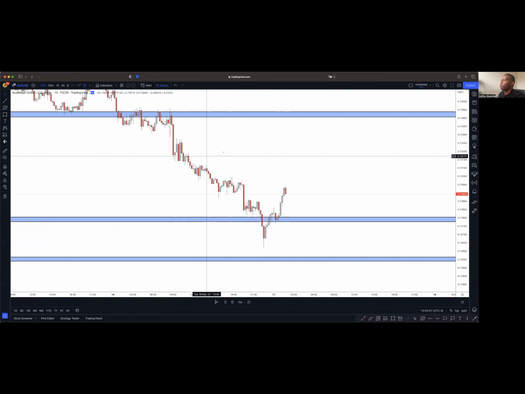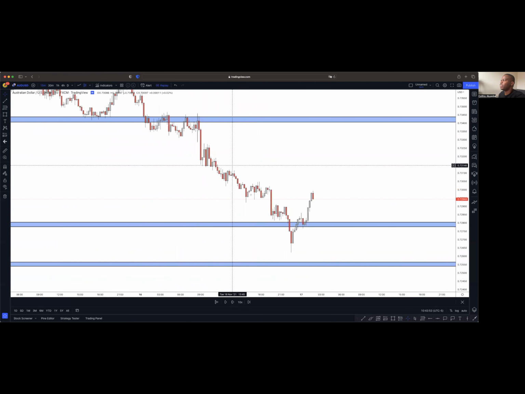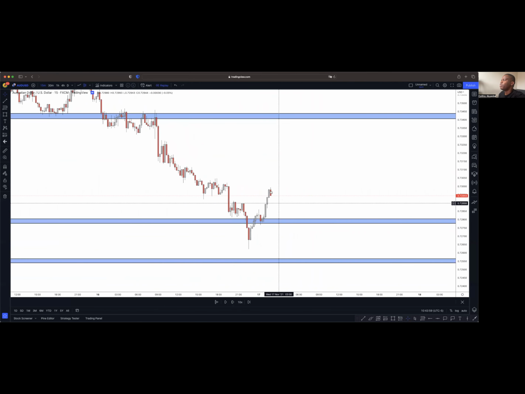On the lower time frame, the 15 minutes, price is making lower lows and lower highs until price got to this level of support and bounced off it. So we need price to maintain this market structure for us to know that our bias is still valid. We need to see something like this. We just have to be patient and wait for the setup to come.